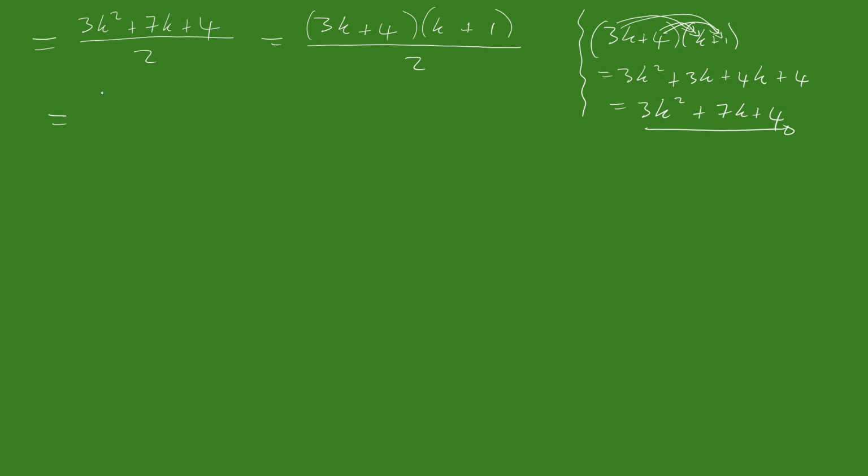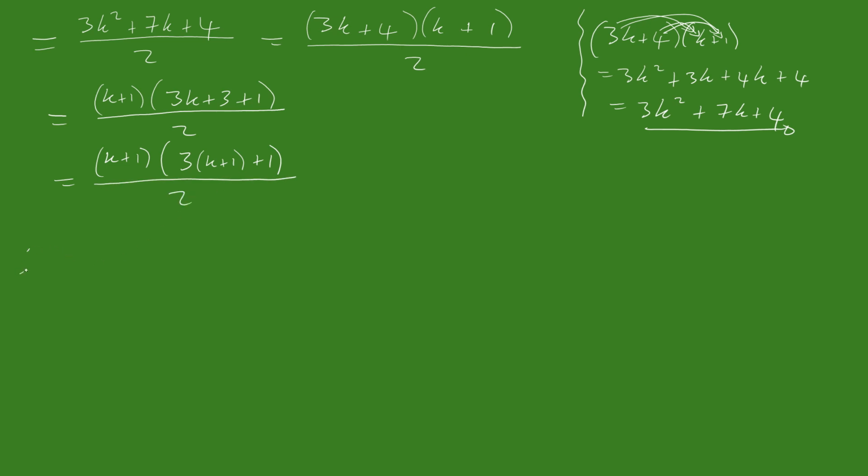So we'll see we have k plus 1 times 3k plus 4. But 3k plus 4 we can write as 3k plus 3 plus 1. So I'm just writing the 4 as 3 plus 1, all over 2. And if we look more carefully, we have k plus 1 multiplied by, we can factor the 3 out here, and then we have 3 into k plus 1, plus 1, all over 2.